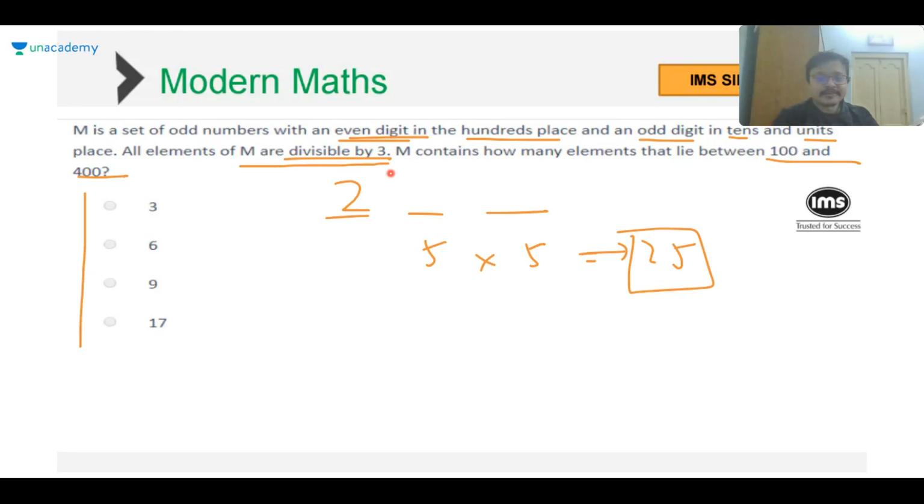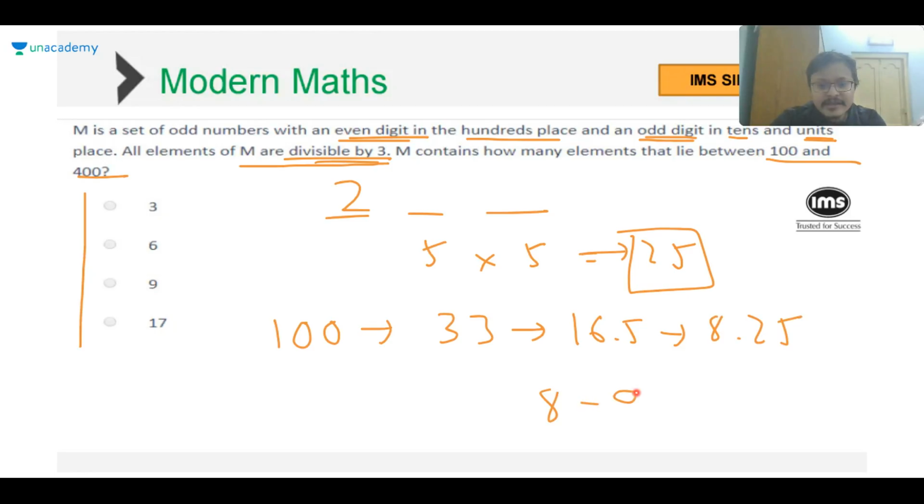Let us see how to go about it. How many numbers start with 2? 100. 100 numbers start with 2. How many are divisible by 3? One third, 33. How many have an odd tens digit? Half, 16.5. How many have an odd units digit? Again probability half, 8.25. Mark either 8 or 9 as your answer. Among the options, mark option C.